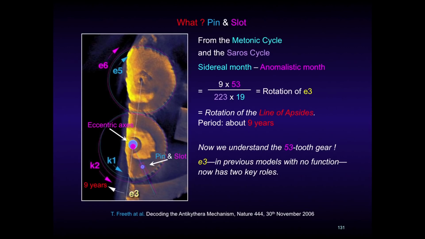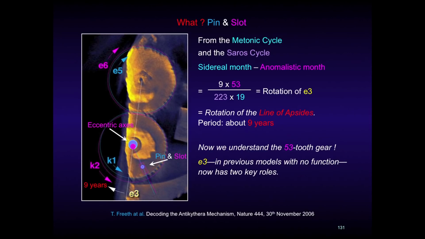And when we do that simple arithmetic, we come out with this fraction, 9 times 53 over 223 times 19, which you'll remember we already have as the rotation of E3 when we were calculating the gearing for the lower back dial, the Saros dial. So now we understand what the 53-tooth gear is doing there. It's turning E3 at exactly the right rate so that the pin and slot models this ancient Greek theory of the moon. It is, I have to say, extraordinary.